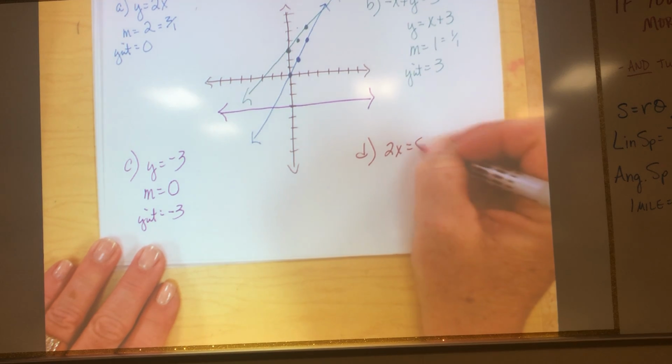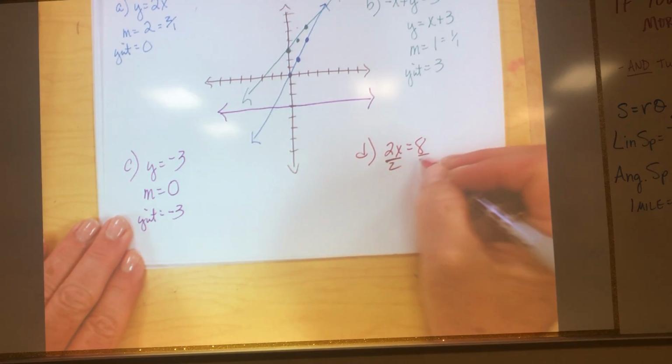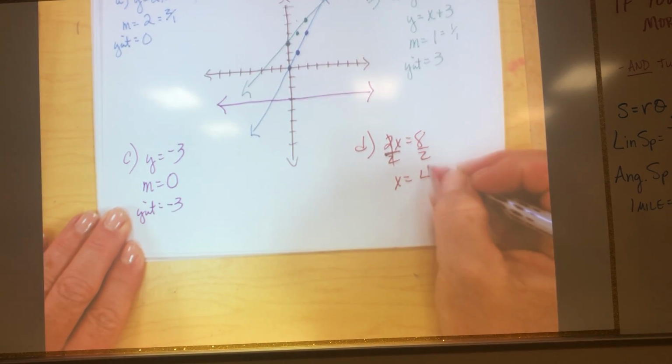2x equals 8. All right, you got it? x equals 4. Okay, I'm solving for y. Oh, we got a problem. There is no y. So what do I do? Solve for x. Okay, so I'm going to divide by 2. And x is equal to what? 4. x is equal to 4.